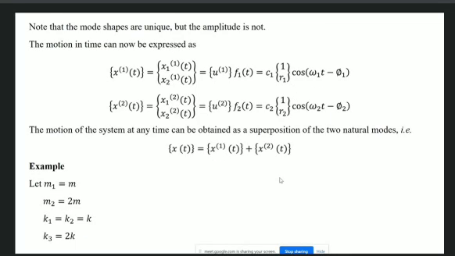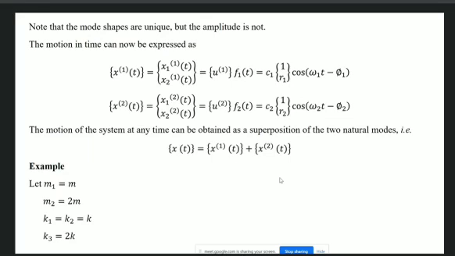So if we write down the first mode shape vector x superscript 1 of t, then it can be written as c1 into [1 r1] cos(omega 1 t minus phi1). Similarly, x2 of t can be written as c2 into [1 r2] cos(omega 2 t minus phi2).